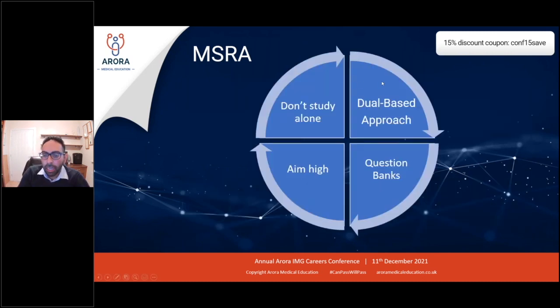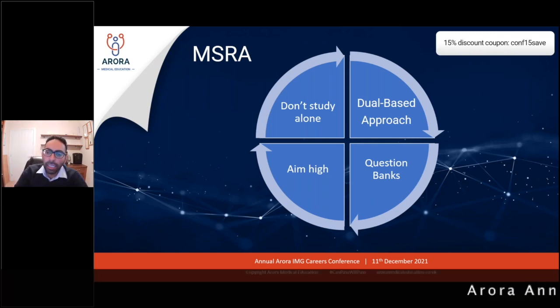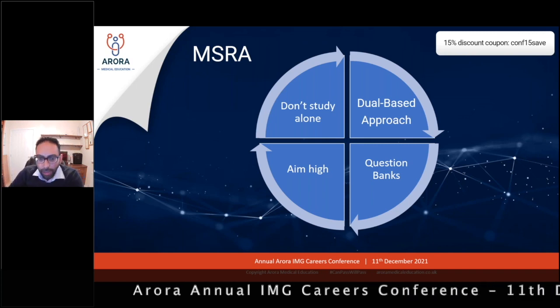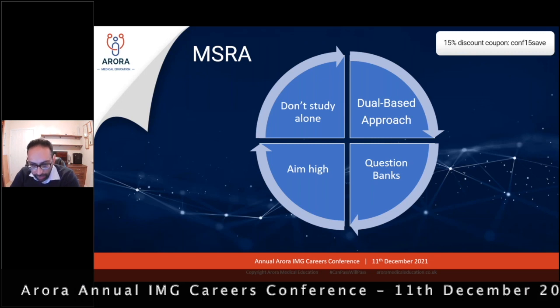So some key things about MSRA if you're preparing for it right now, and a lot of you are, not just for GP, but for lots of other things as well. A dual-based approach is very important. There are two things you need to boost in your MSRA approach. Number 1, technique. Number 2, knowledge. If you just do lots and lots of reading, then you're going to have gaps in technique. And technique plays a huge difference when it comes to marks.